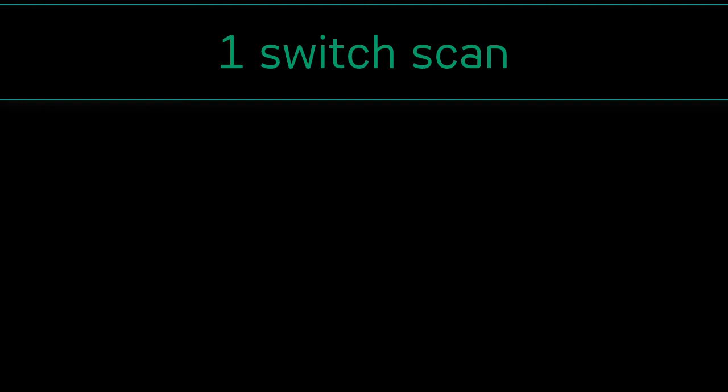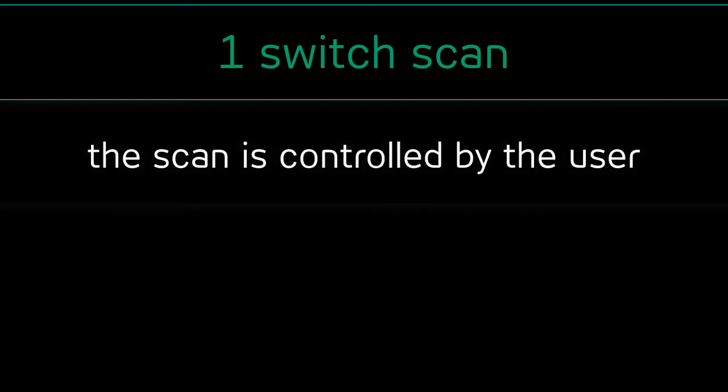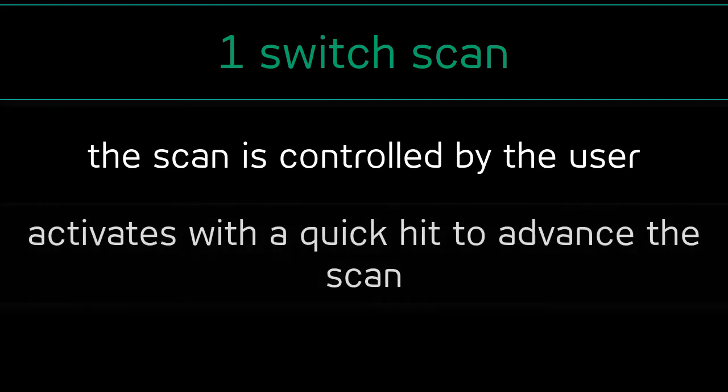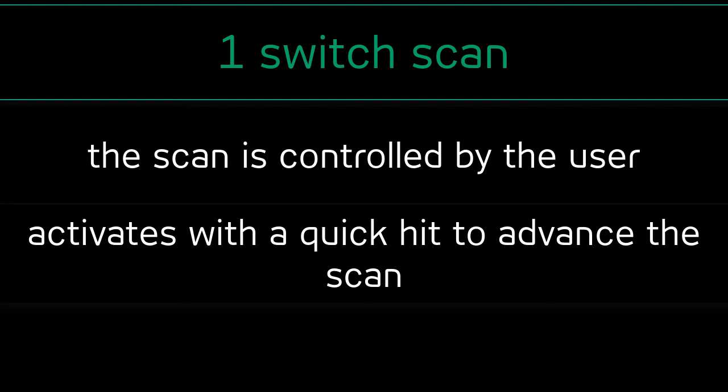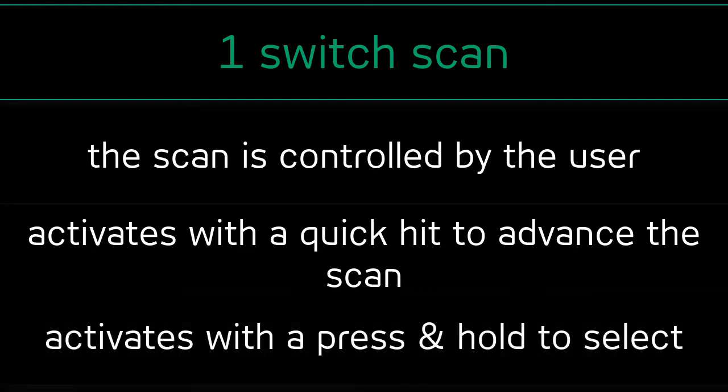When utilizing one switch scan type, the rate and transition time of the scan pattern are controlled by the user. The individual activates a switch with a quick hit for each advance of the scan. When the scan reaches the desired row, column, button, or group, the individual then activates the switch by pressing and holding the switch for a predetermined amount of time.